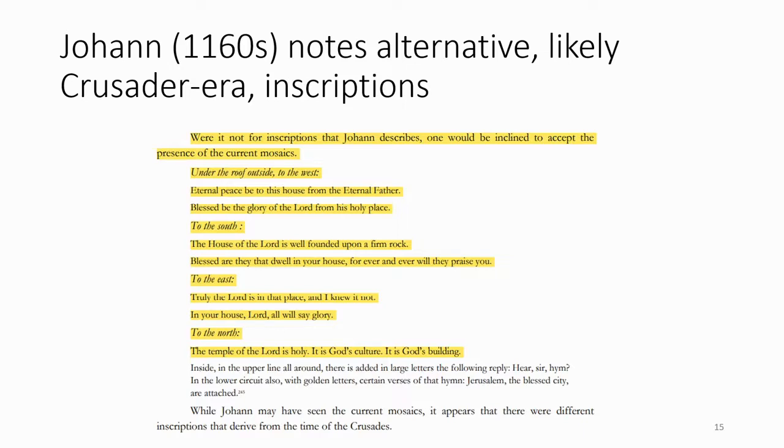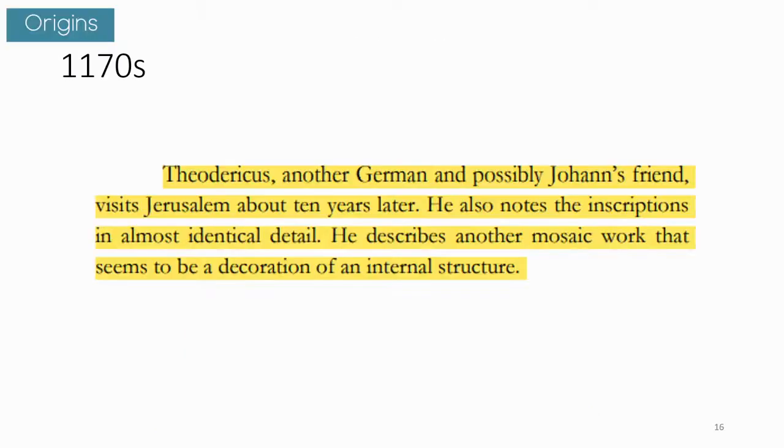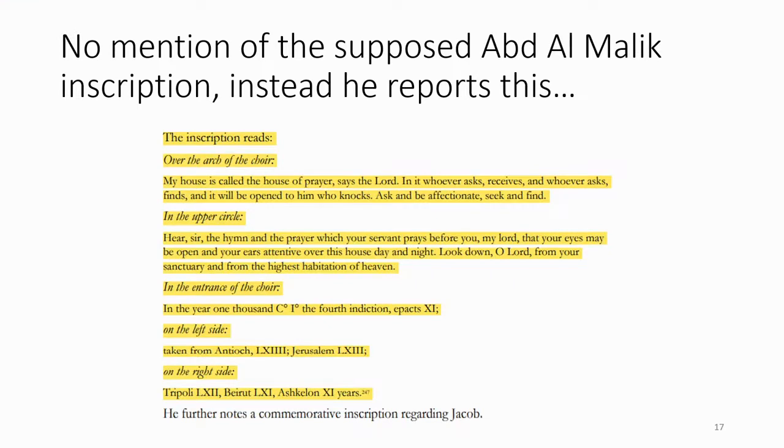You know, we're being told that these mosaics are pretty much original, all these inscriptions, these dedications that we see today, but this is offering us a challenge to that, really. Now, in the 1170s, Theodoricus, another German and possibly Johann's friend, visits Jerusalem about 10 years later. He also notes the inscriptions in almost identical detail. He describes another mosaic work that seems to be a decoration of an internal structure, and he provides an additional inscription, but there's no mention of the supposed Abd Al Malik inscription.